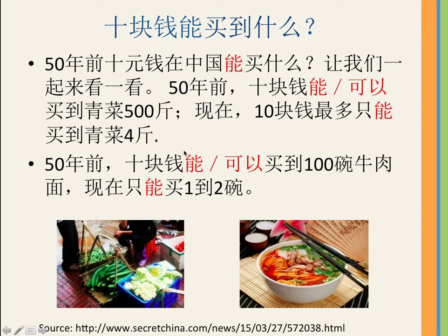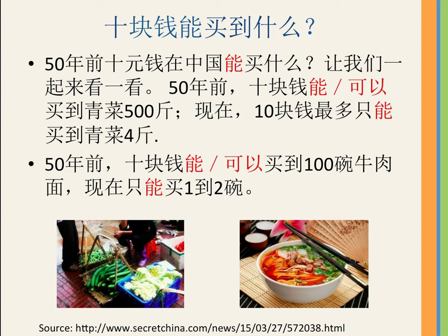So here is the key. 50 years, 50年前, 10元钱在中国能买什么? So what's the buying capacity of $10? 能. 让我们一起来看看. 50年前, 10块钱能, 我可以买到青菜500斤. 现在10块钱最多只能买到青菜4斤. 50年前, 10块钱能, 我可以买到100碗牛肉面. 现在只能买1到2碗. So idea of 能, the capacity of the dollar.